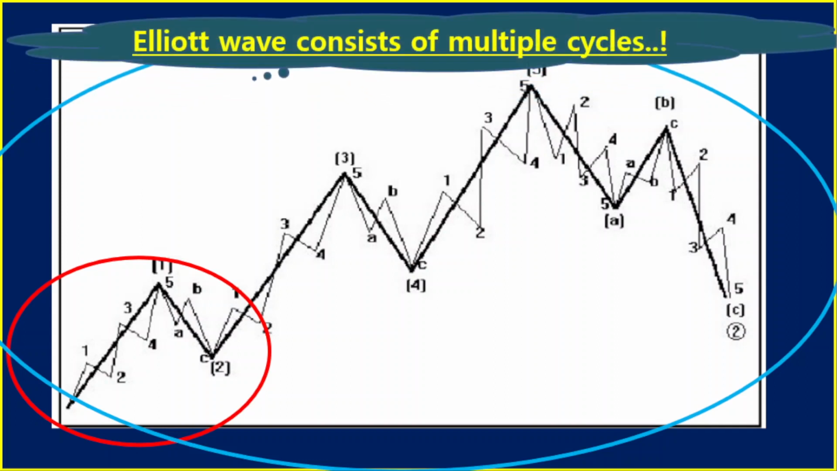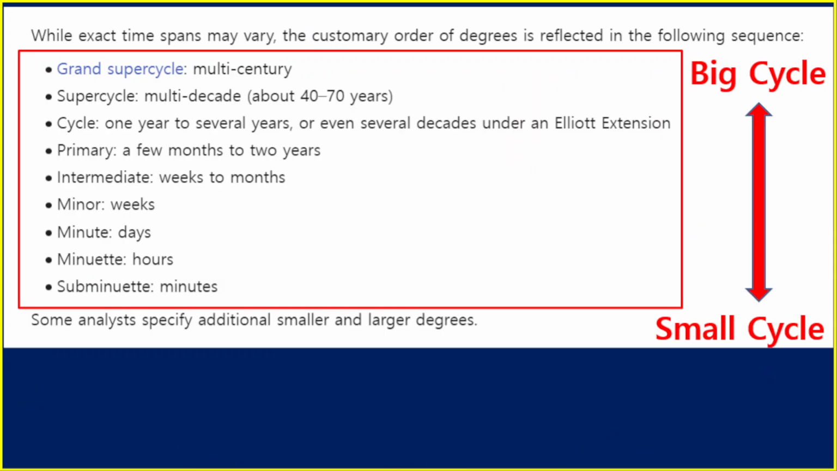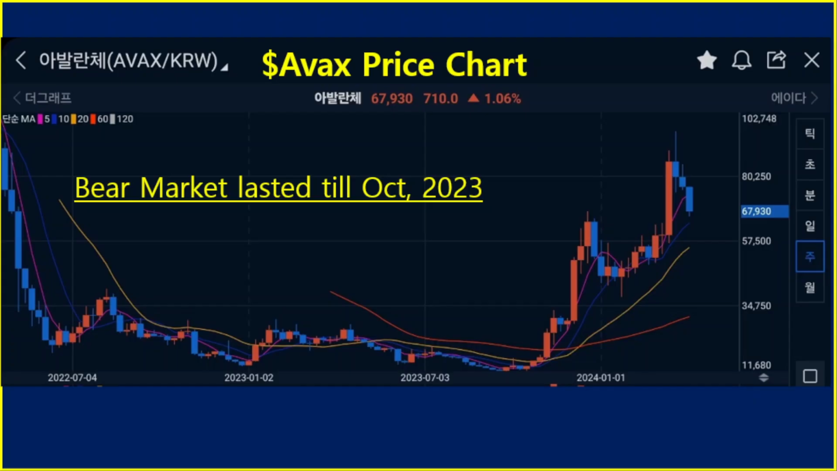So Elliott wave consists of multiple cycles. You can just Google it, and there are 9 types of cycles according to the length of the cycle. Firstly, grand super cycle, which is multi-century. Super cycle, multi-decades. Cycle, 1 year to several years, and then months, weeks to months, weeks, days, hours, and minutes. So what I'm saying here is this Elliott wave consists of multiple cycles according to the length of the whole cycle.